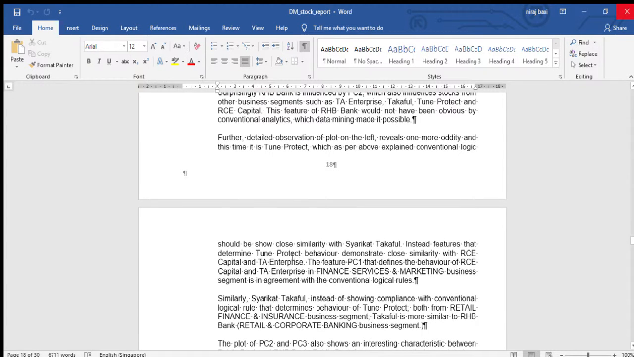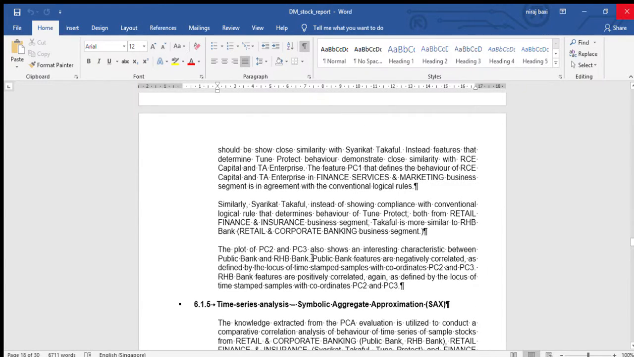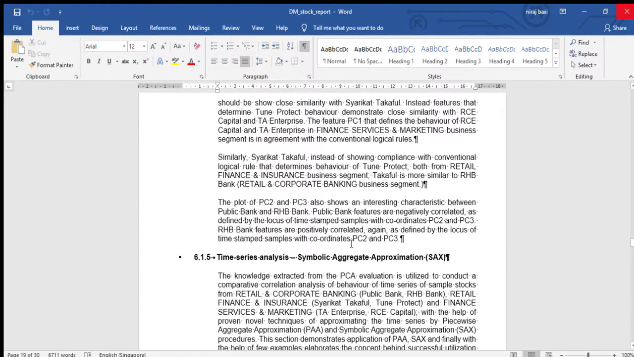Similarly, the oddity is that not all the insurance companies behave in a similar way. So Tune Protect does not behave like the time series of Takaful, so they both cannot be clustered together. And that's again an oddity that we can observe from this principal component analysis. So that's about the principal component analysis video.